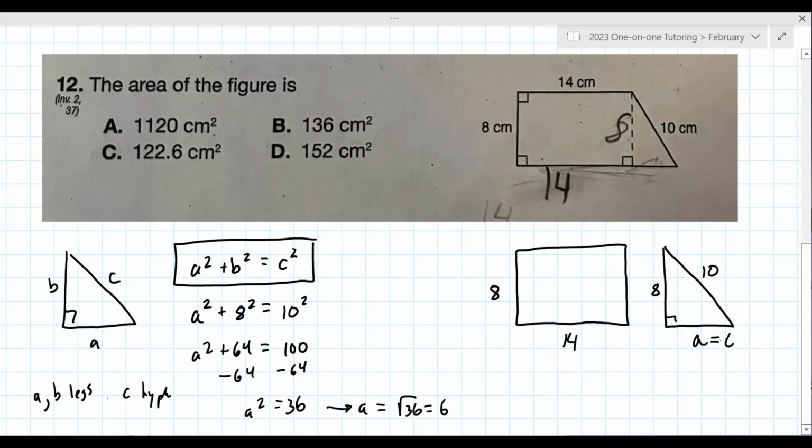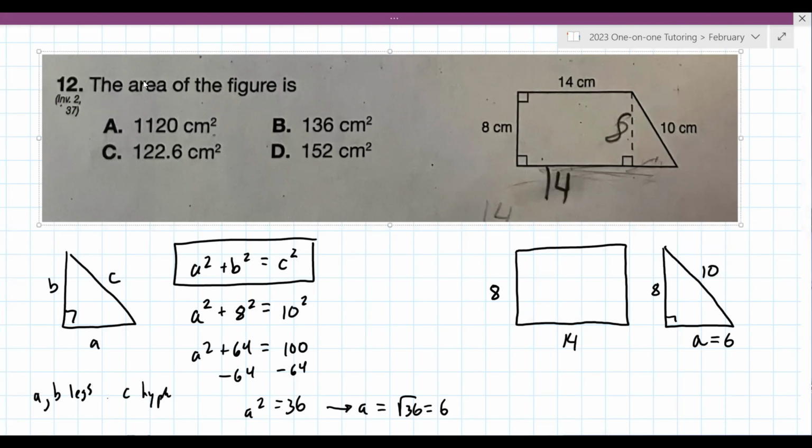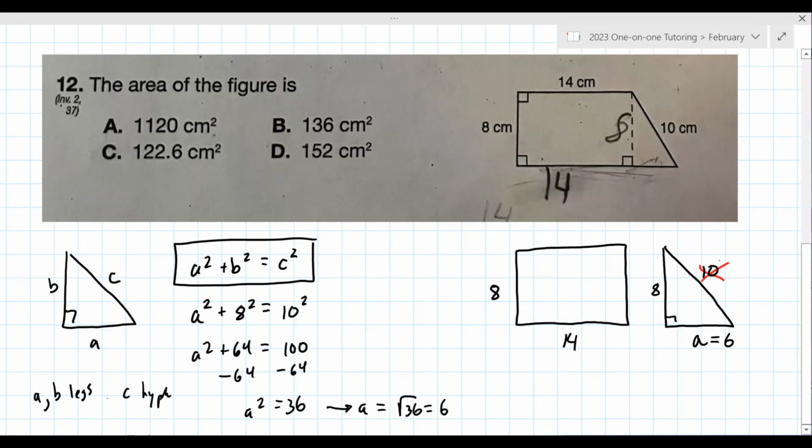So you actually don't need the hypotenuse anymore. You just needed it to find the leg, but it's not part of the area calculation. I want you to find the area of each of these individually, and then give me the total here.